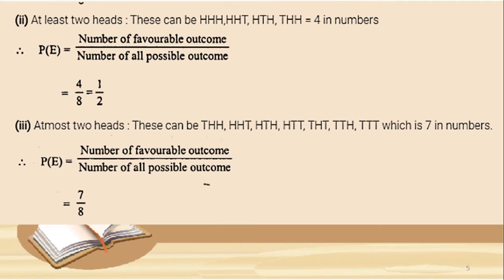And the next sub question is at most 2 heads. At most 2 heads means it can be 0 heads, 1 head or 2 heads. That is, maximum is 2 and minimum is 0. So list out all the possible outcomes. There are 7 in number. Hence the probability is 7 by 8.